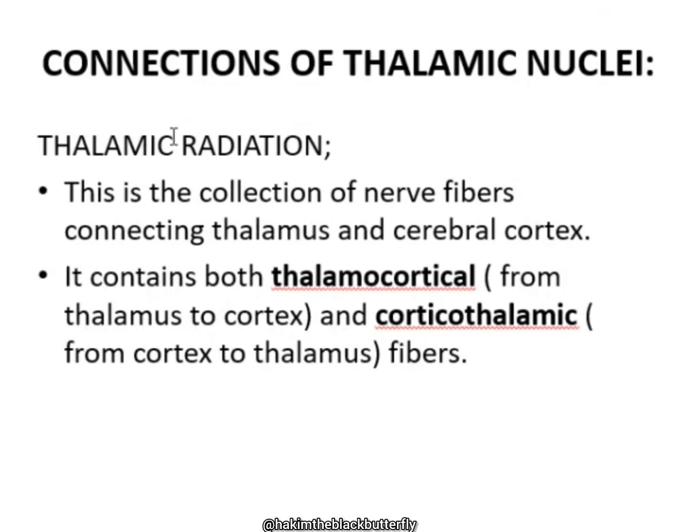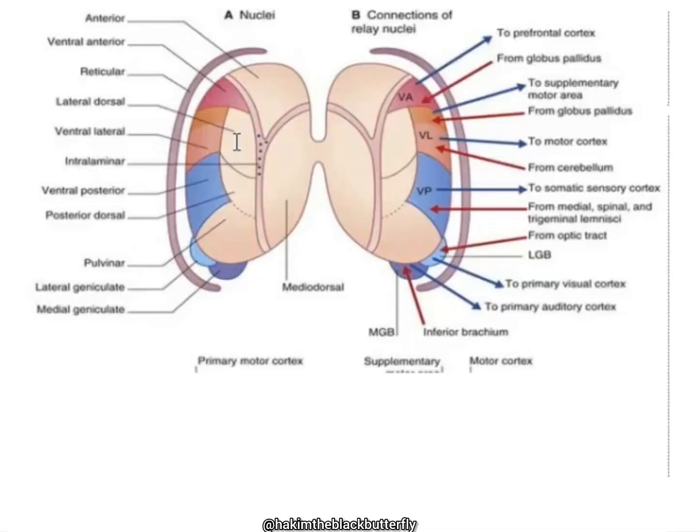I said information coming from the thalamus going to the cortex, and information coming back from the cortex to the thalamus constitutes what we call the thalamic radiation. Information coming from the thalamus to the cortex is known as thalamocortical. The axons are moving from the thalamus to the cortex. And information coming from the cortex to the thalamus is known as cortico-thalamic. So these are the two parts of the thalamic radiation.